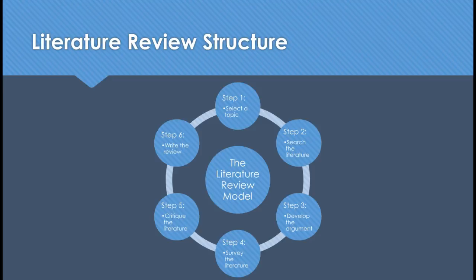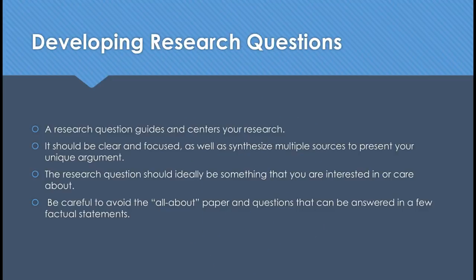Once you've done that, in step 4, you're going to survey the literature. Step 5, critique it, and then you're going to actually write it. So it's a full circular process. You start with a topic and you come all the way around up through step 6. So I just wanted to point that out. I thought it might be useful as many of you move through a lot of the material and as we develop our studies further.